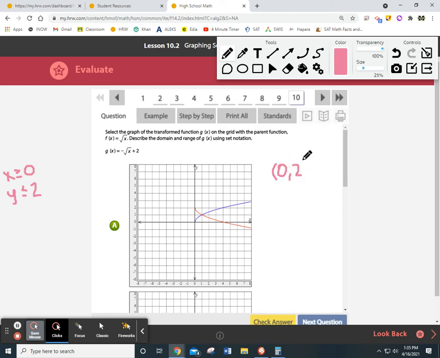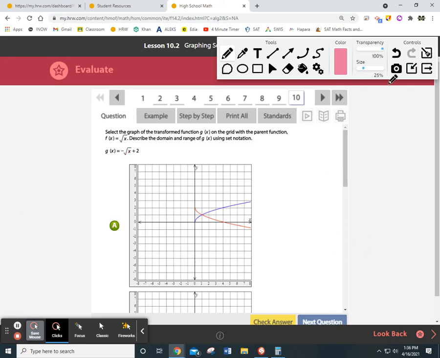Or what you guys could do is whatever your h and your k is, that's going to be your starting point. And then if you want to pick some more numbers, I'm going to plug in a 1. So the square root of 1 is 1, negative 1 plus 2 is 1. Then I'm going to pick another perfect square to plug in. If I plug in 4, I get the square root of 4, which is 2, so negative 2 plus 2, which is 0. So this has points at 0, 2, 1, 1, and 4, 0. So this is the graph that I would want to select.